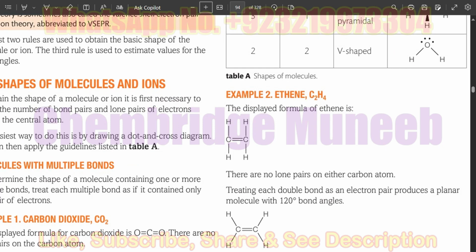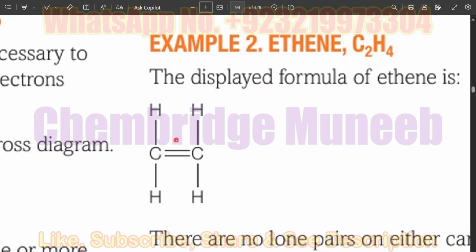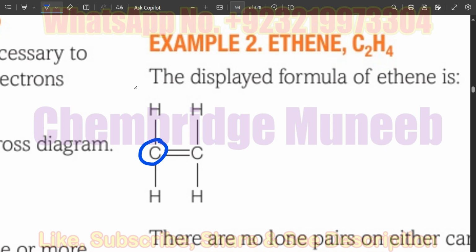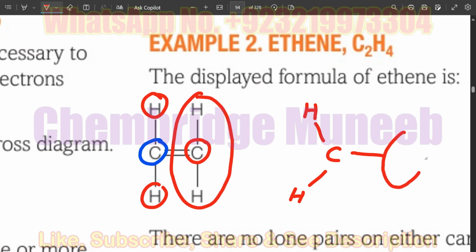Now let's go through the examples here. The ethene molecule. In the case of ethene, we can see that each carbon atom is bonded with 3 other atoms, 2 hydrogens and 1 carbon atom. So we can consider that carbon is like this. It is bonded with hydrogen here, and another group which is this part. This is the whole group of atoms.